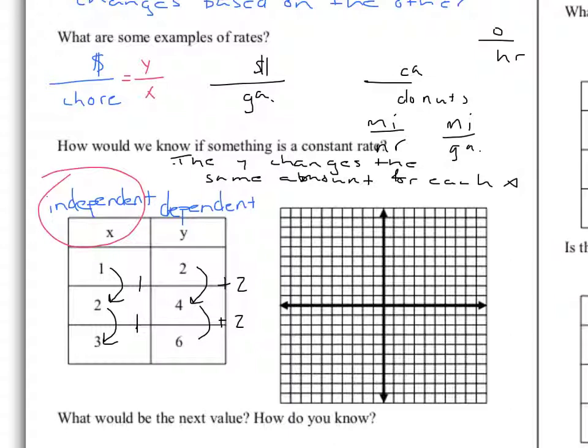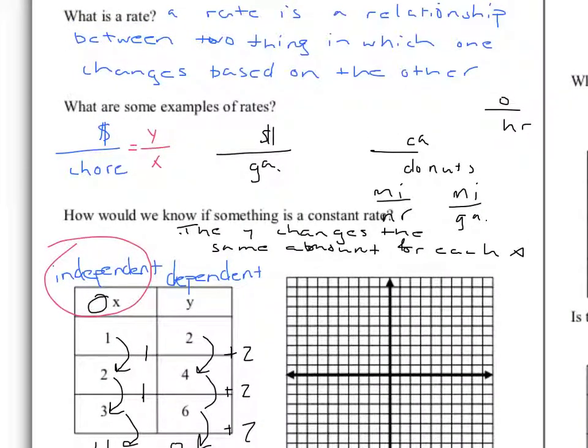If it was a constant rate, what would my value be for 4? Changing 1 more, my constant would tell me I would need to change 2 more, so I heard somebody say 8. And we could keep continuing this pattern over and over again. So the relationship here is something that we can repeat over and over again. And actually, I could go backwards.